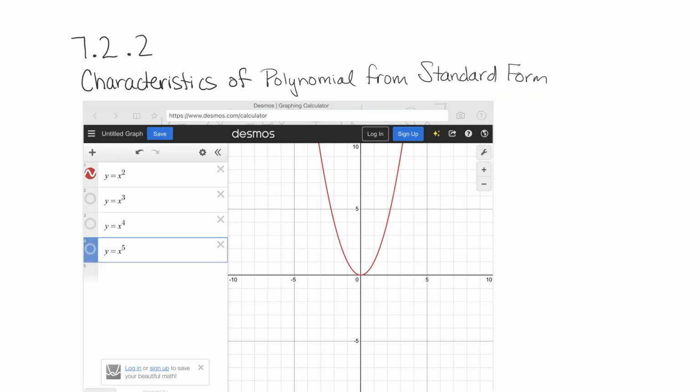Okay, now let's look at characteristics of polynomials when they're written in standard form. I want to do a little bit of a discovery here. When you have y equals x squared, of course, you can graph that by hand, but just to save time, we're going to graph it on Desmos. When I have y equals x squared, this is what it looks like.